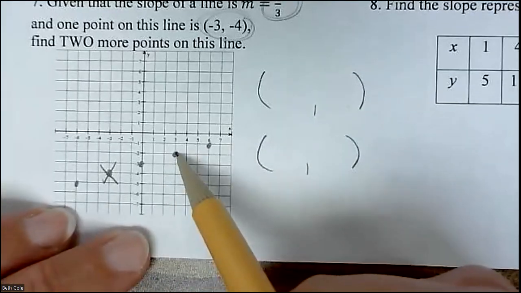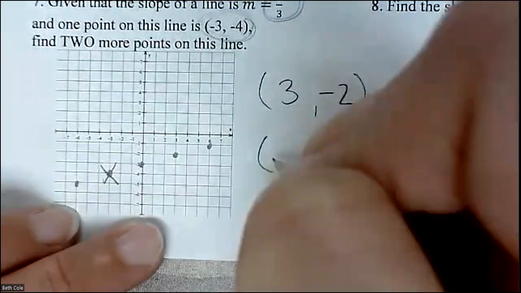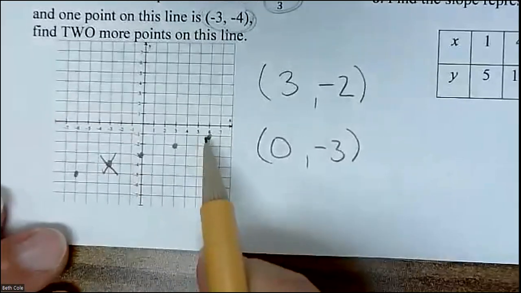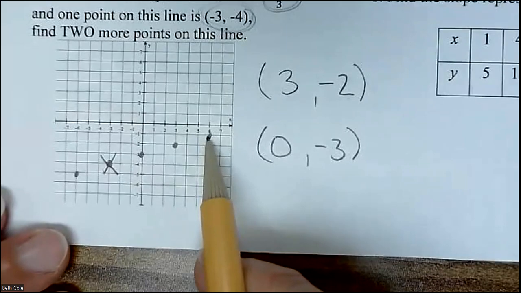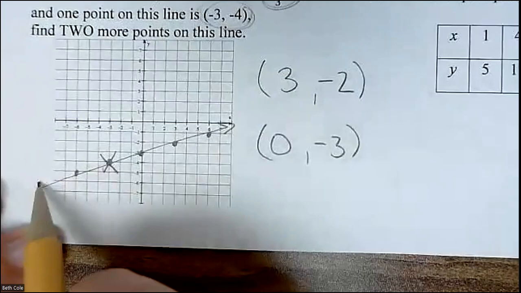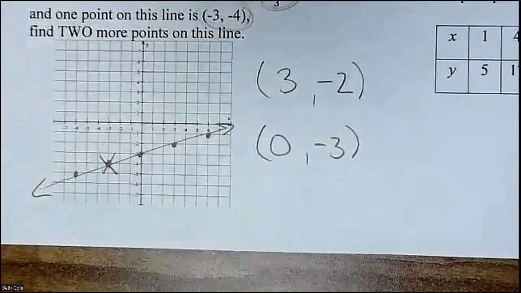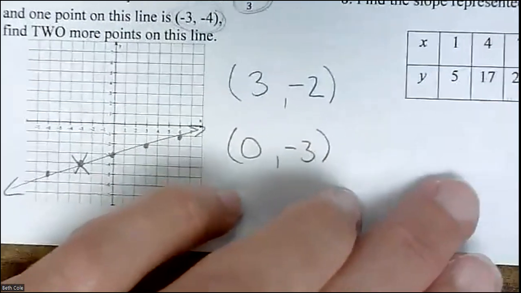All right, we got 3, -2. That's this one. What else? 0, -3. Yeah, 0, -3. You could also say 6, -1. You could say -6, -5. Any of those are on the line, but you can't repeat the one I gave you because that's part of the problem. So you have to give another one. Yeah. And then these table ones are easy.